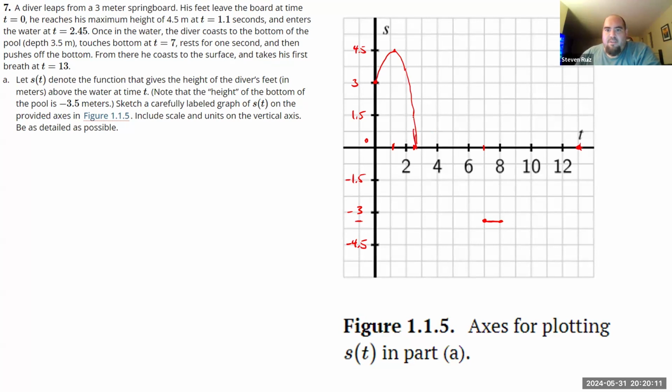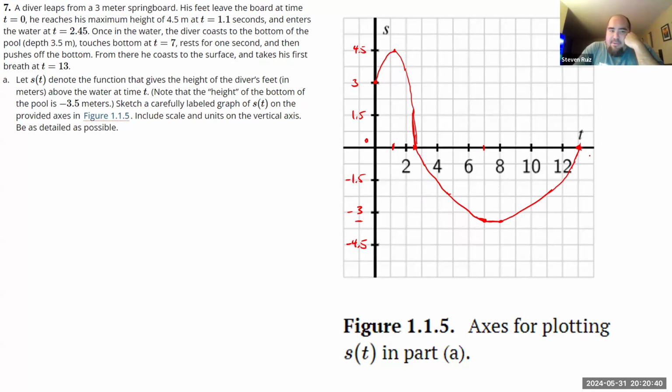Kind of missed the point, but that's okay. And then I know I want to get to the bottom of the pool at this time, rest there for a bit, and then coast back to the surface at 13 seconds when this graph ends. So I think this incorporates all the information that we were given.